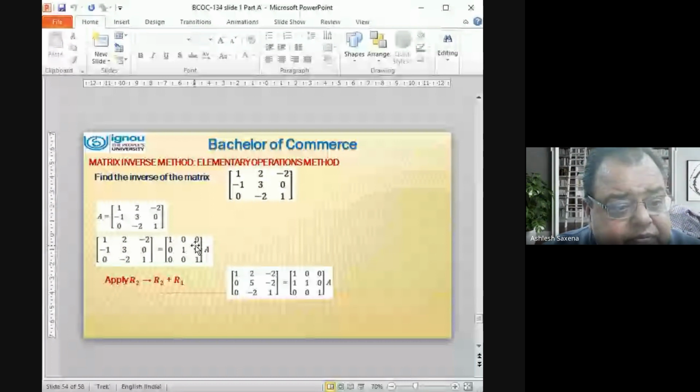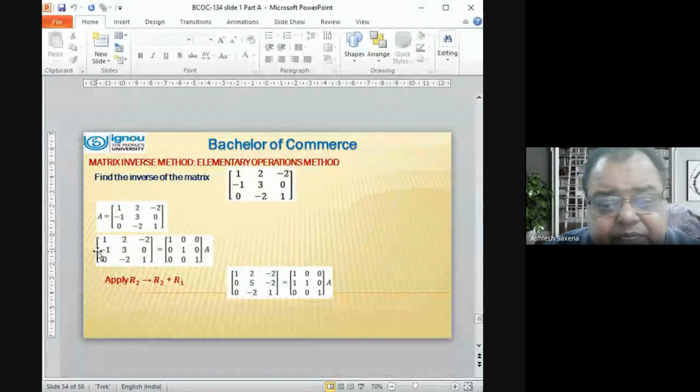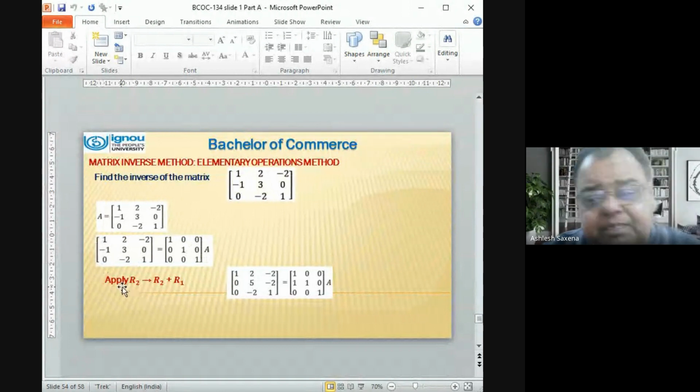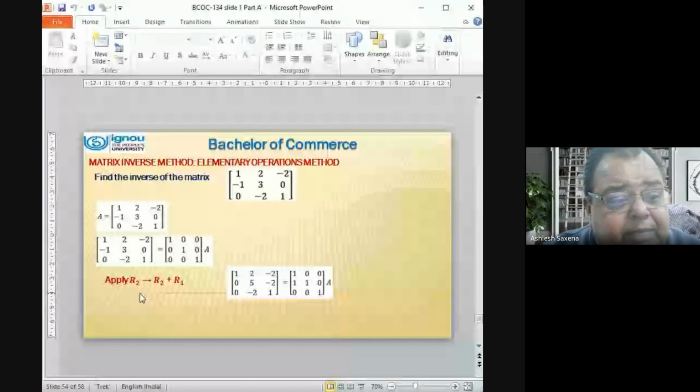Fine. So we will start with this. If we have to convert this into an identity matrix, first of all we have to make this zero, and this will remain zero. We don't have to do any transformation in that. For making this zero, what we will be doing, this has to be written, don't forget to write it: apply R2 tends to R2 plus R1. You will be applying this over here.